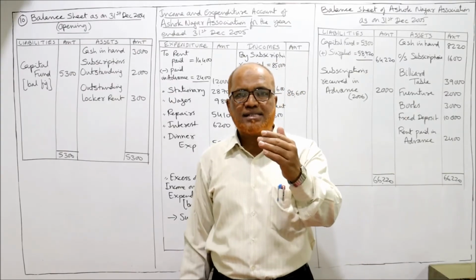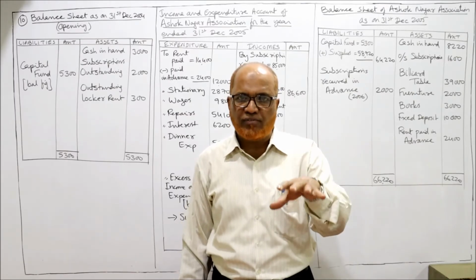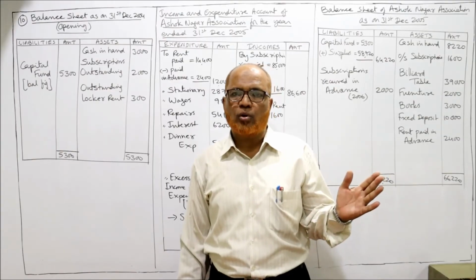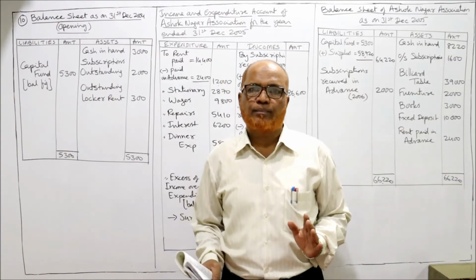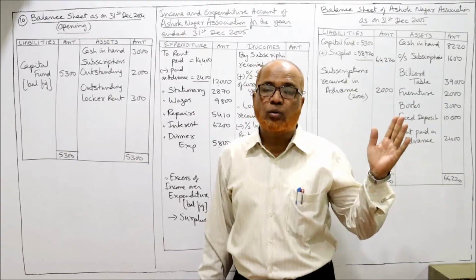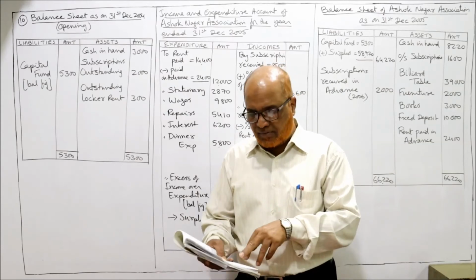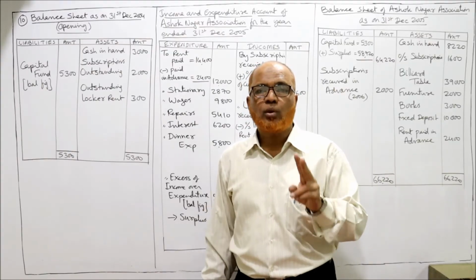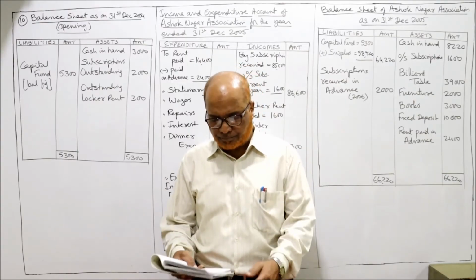Here subscriptions are separately given. How much subscription we have received for last year, how much for the current year, how much for the next year. Last year 2004, current year 2005, next year 2006. So the subscription for 2004 is 2000, that means last year's outstanding subscription is 2000, the current year subscription received is 85000, and for next year, what is received in advance is 2000. So received in advance will go to the balance sheet, liability side, subscription received in advance.